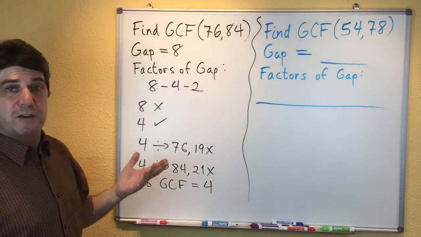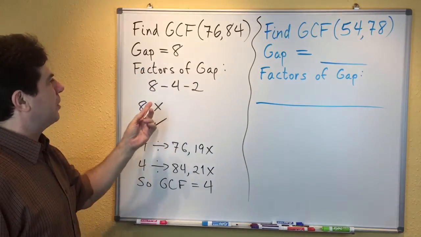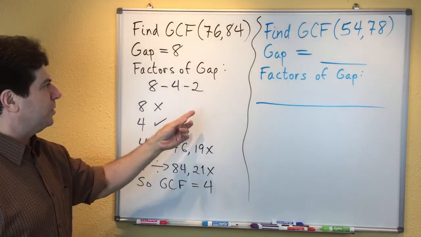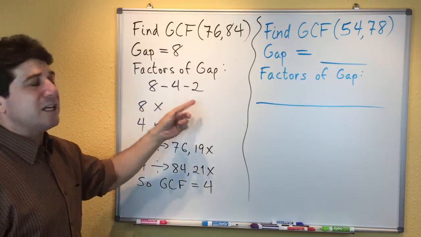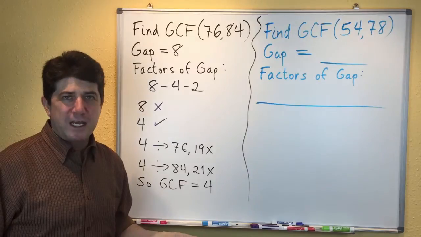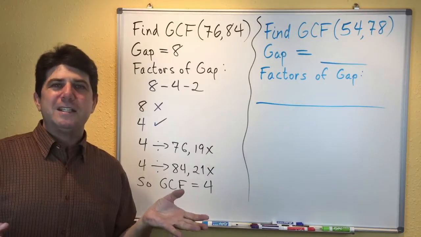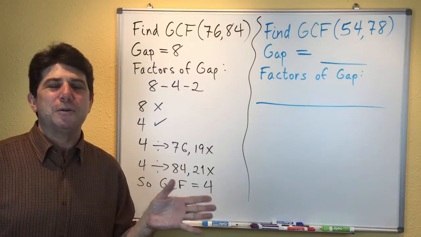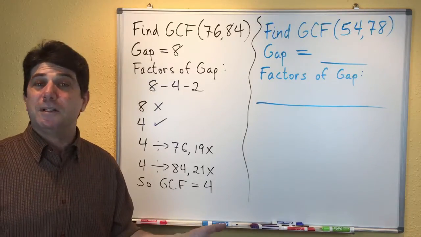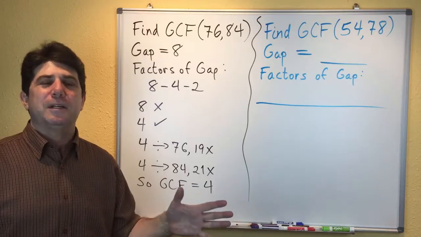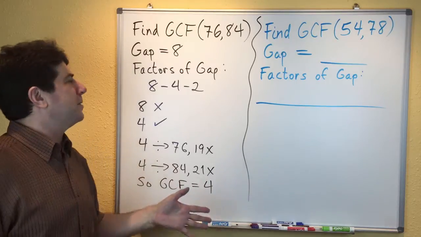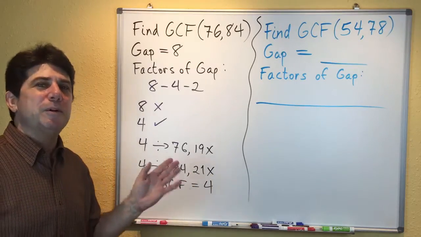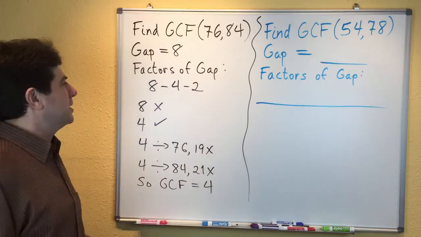And the factors of that gap of 8 are 8, 4, and 2. Notice we put them in descending order. The reason, of course, for that is when you put them in descending order, the beauty of that is the first one that goes into both of your numbers has to be the GCF, because that's the largest one that goes in. So after you get your factors, put them in descending order, and the first one is the GCF.